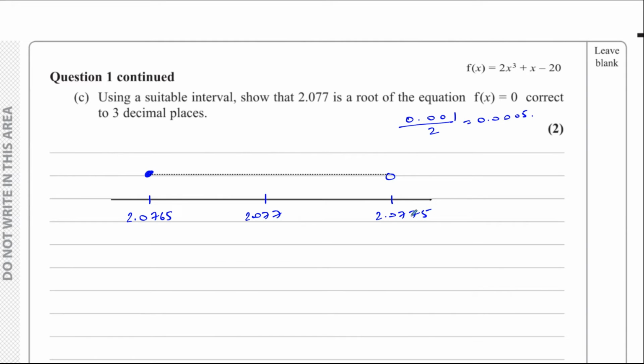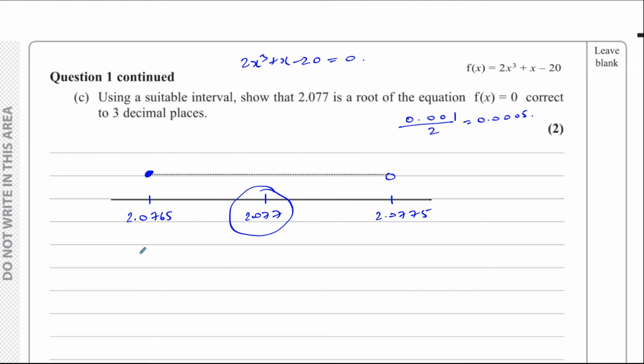2.0775. So it's 2.0774999, whatever. Anything just below that, when you round it to 3 decimal places, it will give you this as your root. Right? So if the curve f of x equals 2x cubed plus x minus 20, if it cuts the x-axis anywhere between these values, it will give you this as a root.